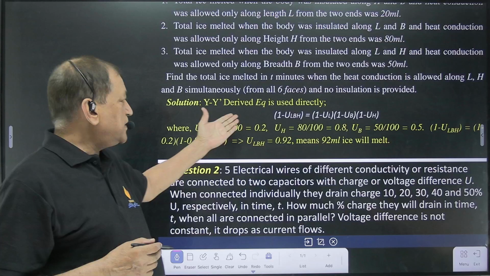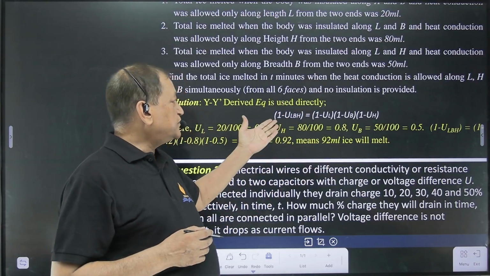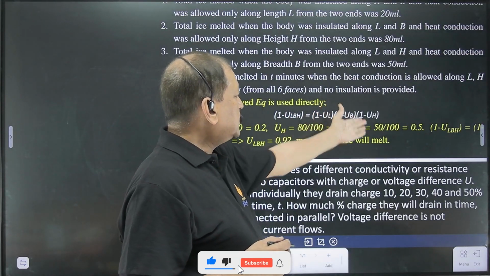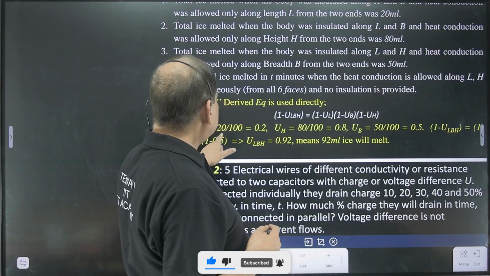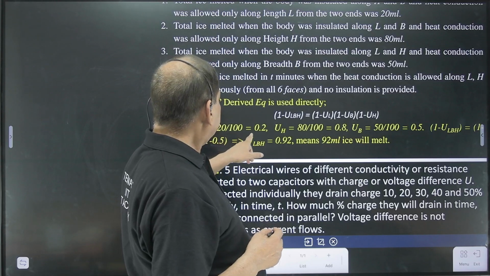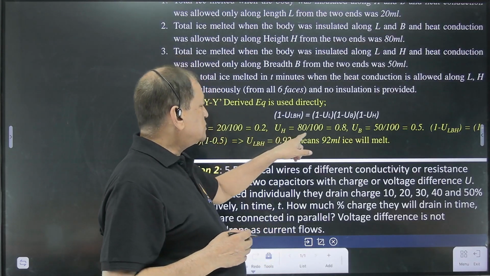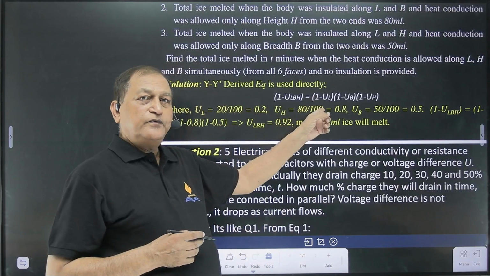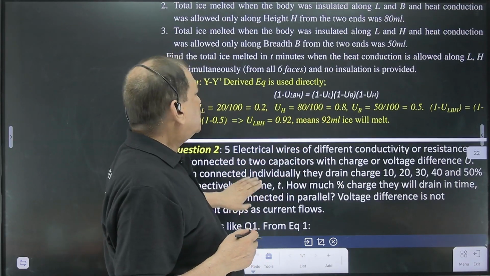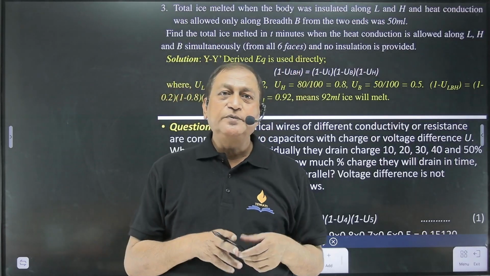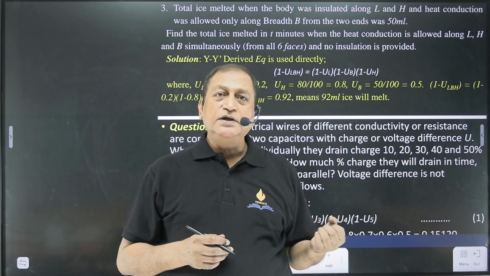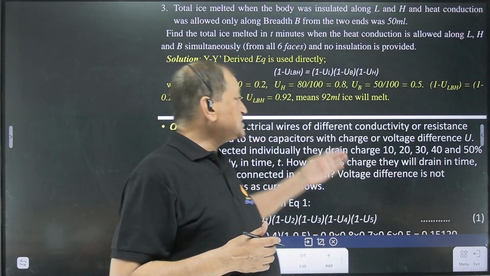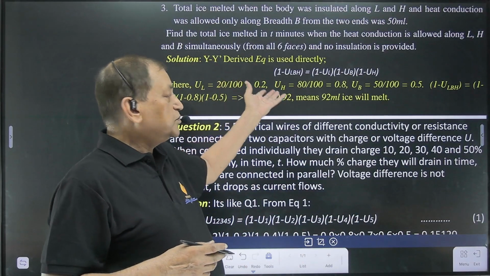So this YY dash derived equation is used directly. This equation is 1 minus U LBH is equal to 1 minus UL, 1 minus UB, 1 minus UH, where UL is 20 into 100, which is equal to 0.2, and UH is equal to 80 by 100, which is 0.8. This equation is derived with very elementary knowledge of thermodynamics or hydrodynamics, or in case of electricity, it may be derived with normal calculus also, but it is much easier in this case, and it requires almost no knowledge of the subject.